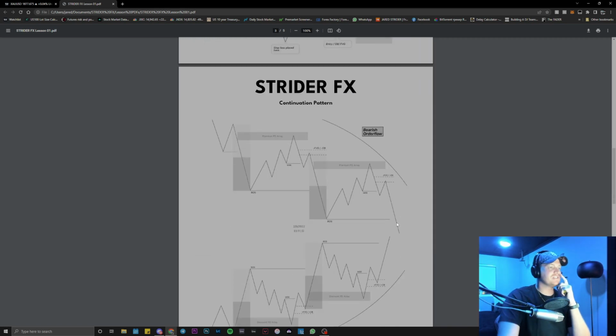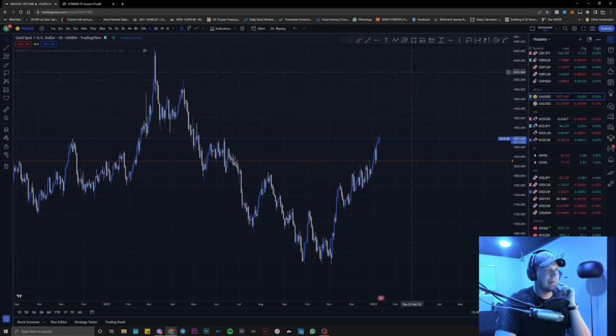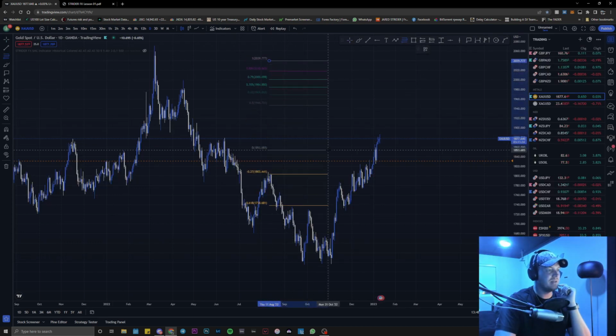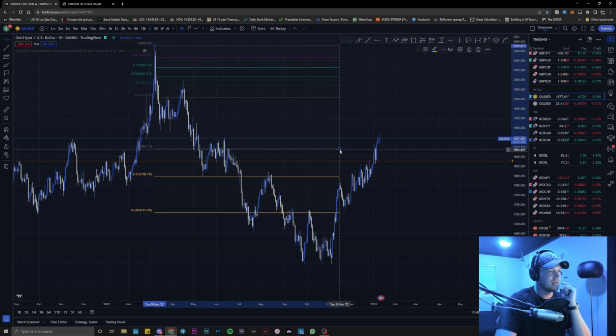So the continuation pattern I've been showing you, I'm going to post this PDF for you guys as well in resources. This is what I've been talking about here. You can see this here is your Fibonacci zone. This is what I wanted to talk about quickly. When I talk about premium and discount, let's say we'll go from here to this low.